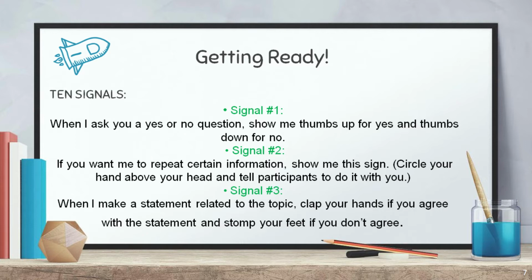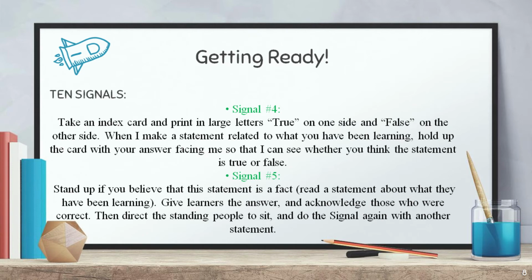Signal number 3. When I make a statement related to the topic, clap your hands if you agree with the statement and stomp your feet if you don't agree. Signal number 4. Take an index card and print in large letters, true on one side and false on the other side. When I make a statement related to what you have been learning, hold up the card with your answer facing me so that I can see whether you think the statement is true or false.